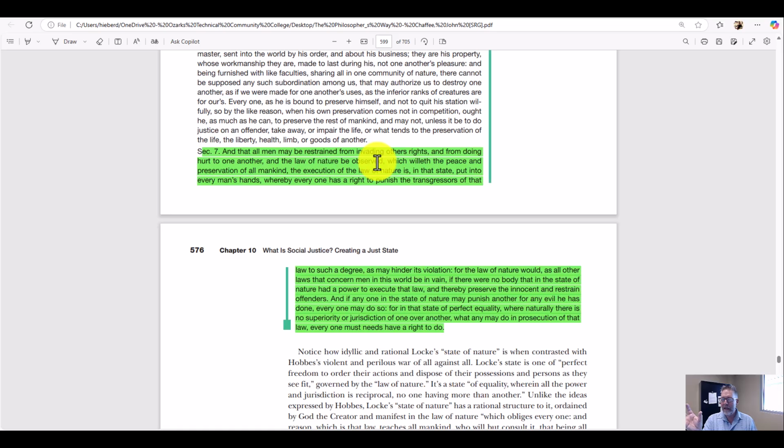But even then, because the law of nature is always in place, even though I'm in the state of nature, I'm still bound by the law of nature. I can't just do whatever the hell I want, and neither can you. There are restrictions on our actions, and those restrictions on our actions come from the law of nature. And there's this law of nature that commands us not to hurt one another, right?